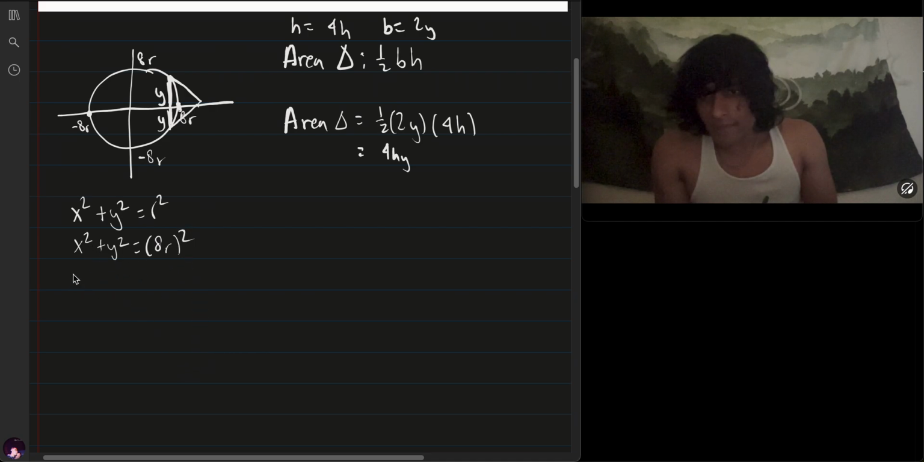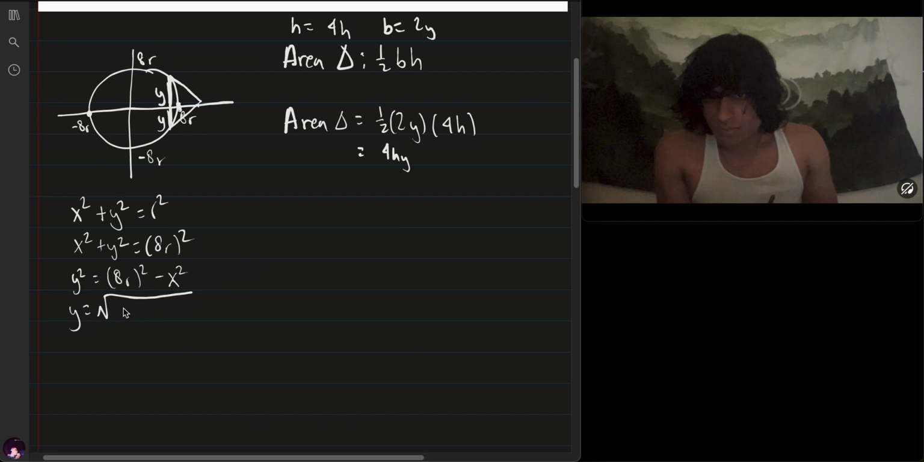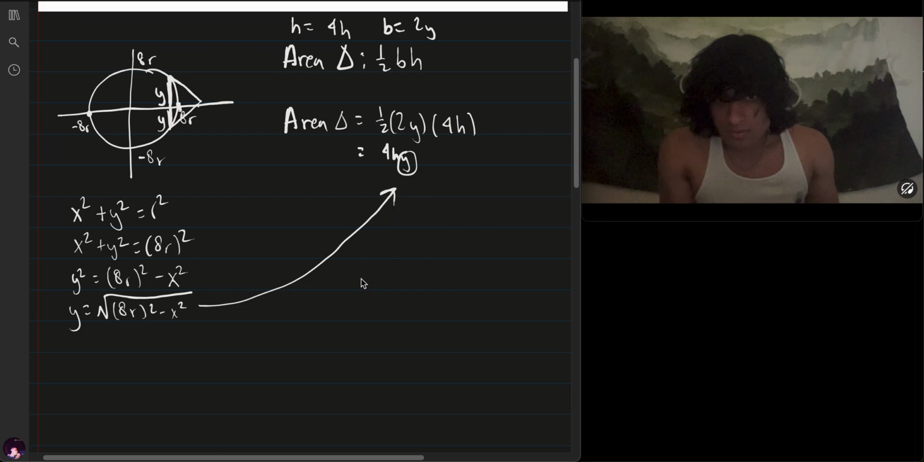Now we're just gonna solve for y. So y squared equals 8r squared minus x squared. If we want to get rid of the power of 2 on this y, we take the square root. So y equals the square root of 8r squared minus x squared. We solved for y, so this y right here can now be replaced with this.